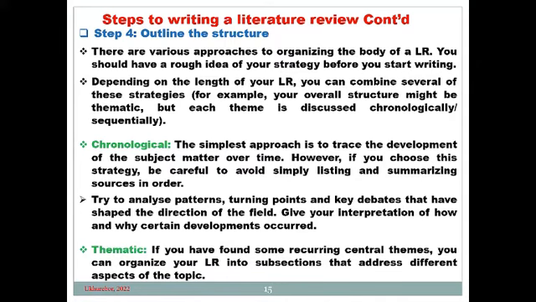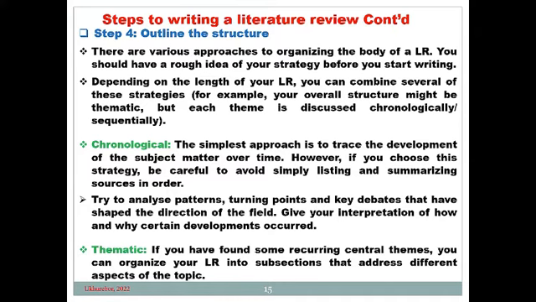There are various approaches to organizing the body of a literature review. You should have a rough idea of the strategy before you start writing. You must have a rough idea of the strategy you are going to adopt in writing literature. We look at the various types of literature and we try to look at the advantages and disadvantages. You begin, which style will I now adopt?